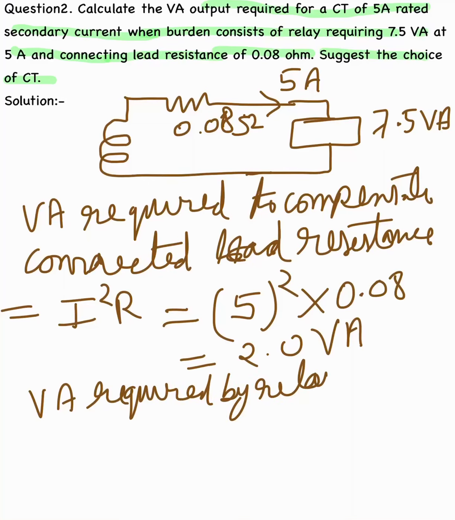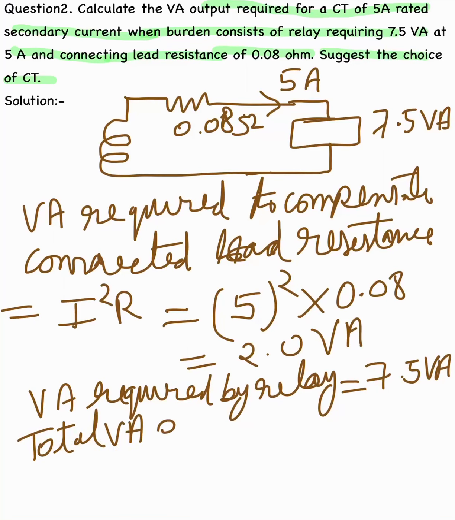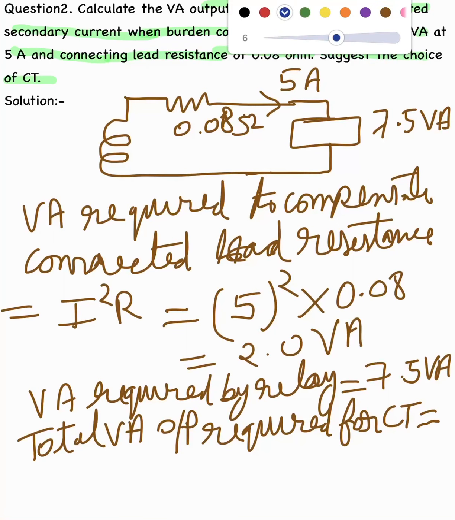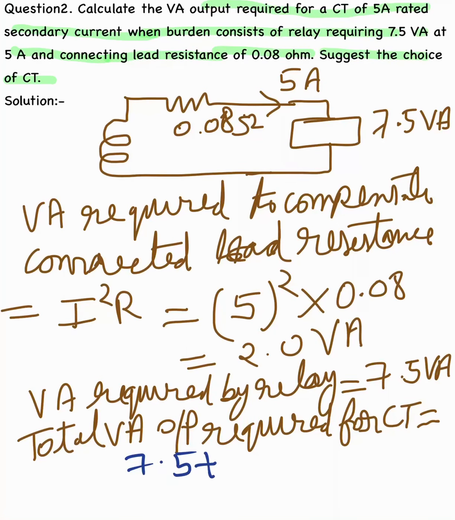And the VA required by the relay is equal to 7.5 VA. Hence the total VA output required for CT is equal to 7.5 plus 2.0, so that is equal to 9.5 VA. Hence the CT of rating 10 VA and secondary current 5 ampere will be selected.